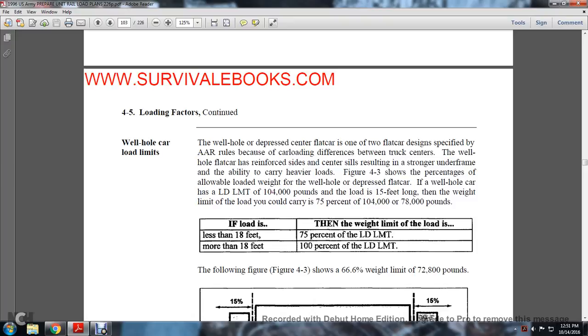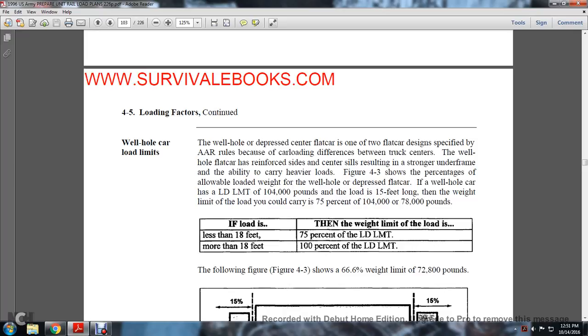Well-hole car load limits. The well-hole depressed center flat car is one of the two flat cars specified by the Association of American Railroads rules. Because of the car loading deficiency between the truck center and the well-hole cargo, the flat car reinforces the side of the center, resulting in a strong underframe and the ability to carry heavy loads. Figure 4.3 shows the percentage of the allowable load weight for the well-hole and depressed flat car.